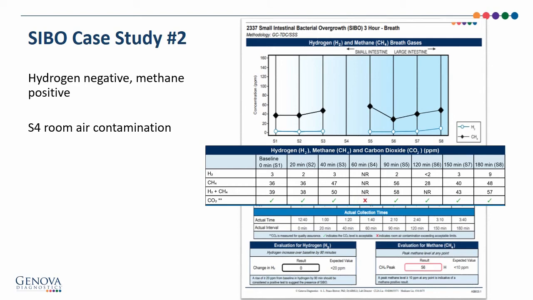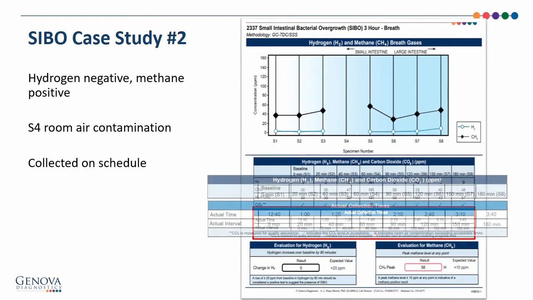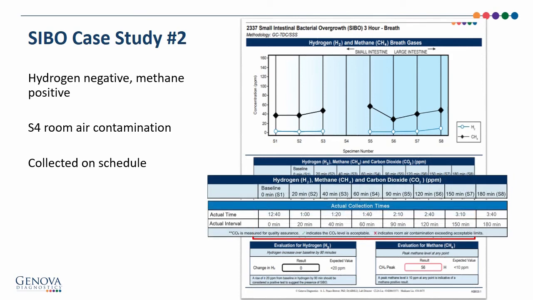The missing result doesn't really impact the methane because it was highly positive during all of the other 7 points on the test. Hydrogen is calculated by taking the highest finding among S2 to S5 and subtracting the baseline. If you look at the chart row for hydrogen, he's pretty consistent all throughout the test with low hydrogen, so it's not as likely we would have seen an elevation for hydrogen at S4. The missing sample is likely not impacting the results.